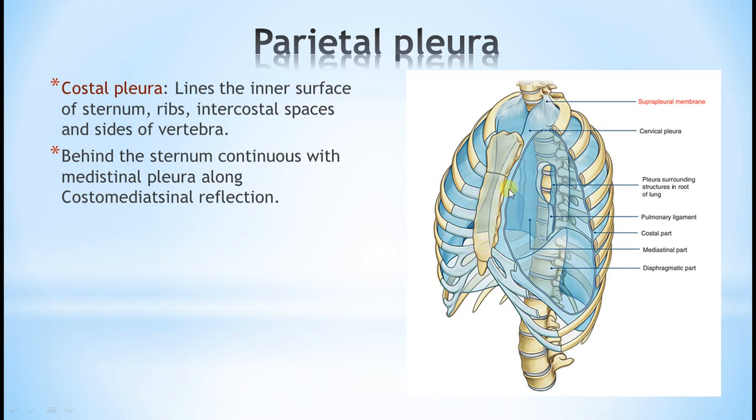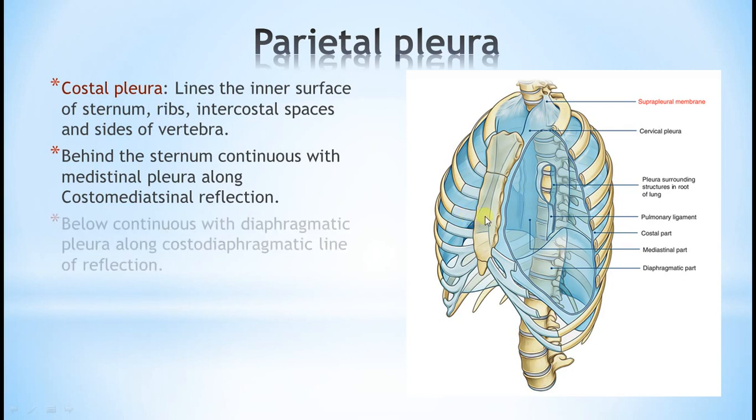Okay. Now this anterior border of the pleura, where the costal pleura is going to become the mediastinal pleura, is actually different on the right side and the left side. So I will come to it after a short while.